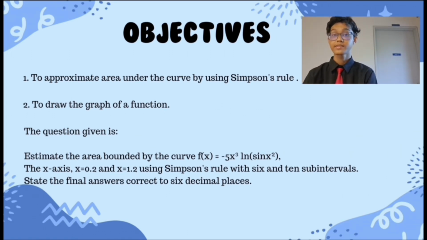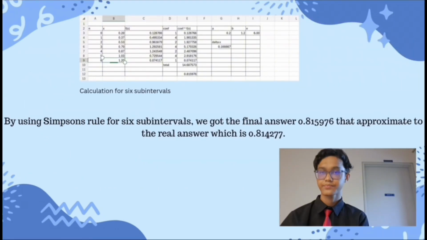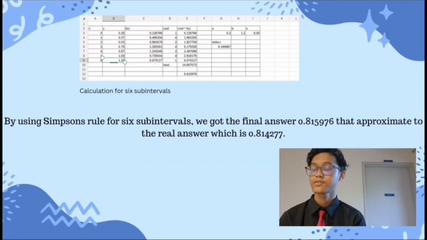The question is, estimate the area bounded by the curve f(x) by using Simpson's rule with 6 and 10 subintervals. State the final answers correct to 6 decimal places. For the 6 subintervals calculation, I calculated it in Excel and put the picture here. The first step is to find delta x by using the limits given and the subintervals given.